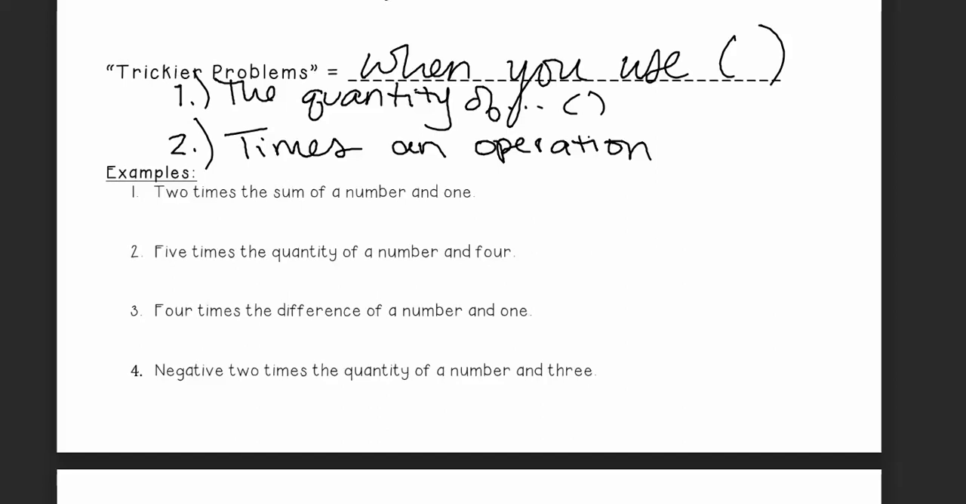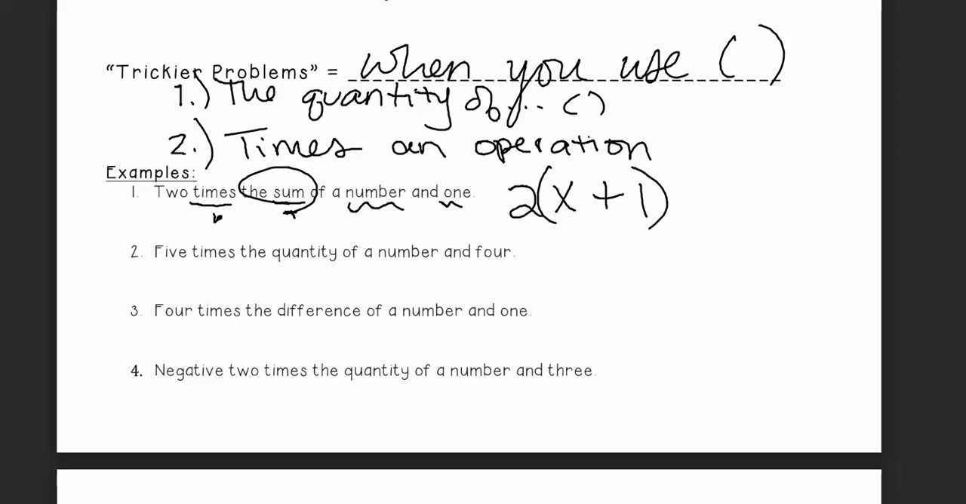So if I look at this first example, it says 2 times the sum of a number and 1. So see how I'm times, and then I see sum, and I have a number and 1. So if I did 2 times a number and 1, this means I'm only multiplying 2 to x. Because I'm multiplying the sum, I need to put it in parentheses.